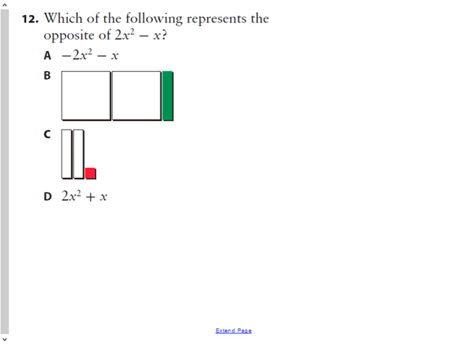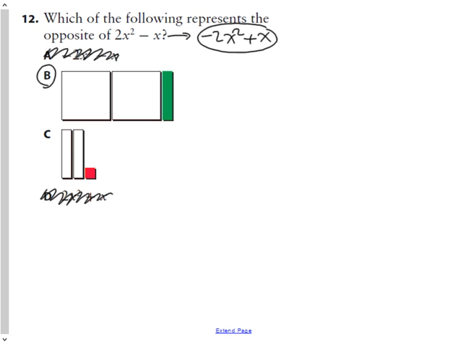Which of the following represents the opposite of 2x squared minus x? Rather than look for the picture, I'm going to say the opposite of that would be -2x squared plus x, so I'm really looking for this picture. -2x squared minus x is not that, because that's a minus x, not a plus x. It's not this one, because that's a positive 2x squared. I'm looking for a -2x squared. So the answer is B, -2x squared plus x is the opposite.